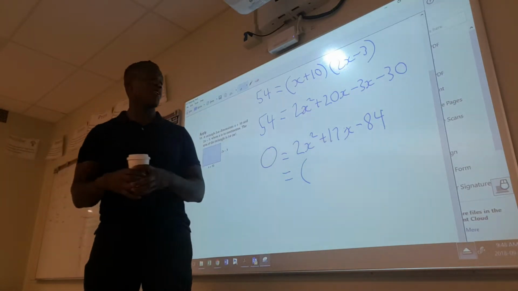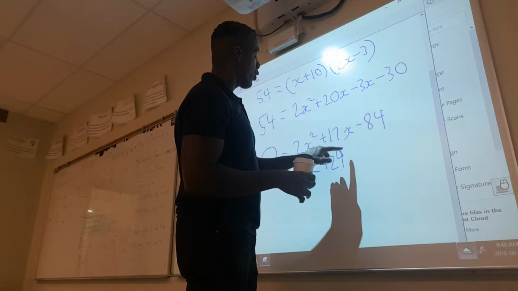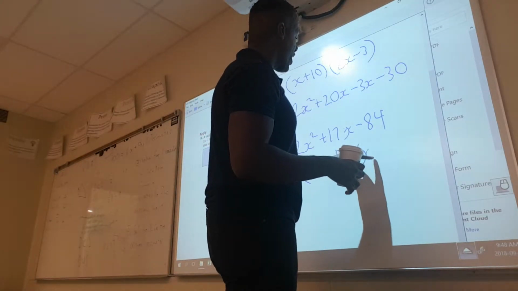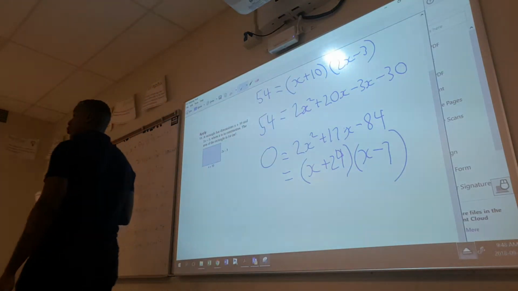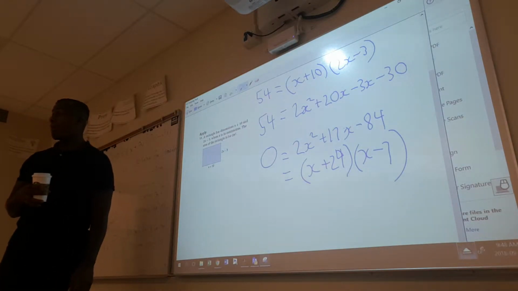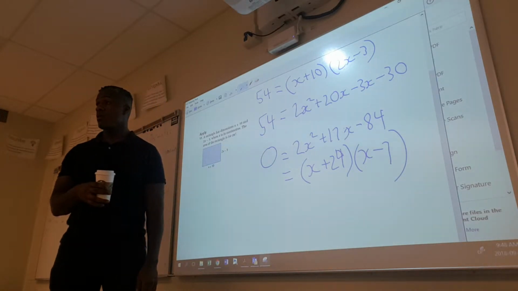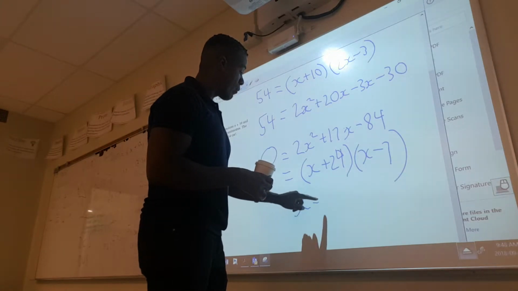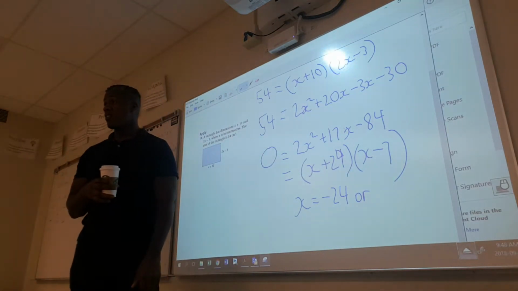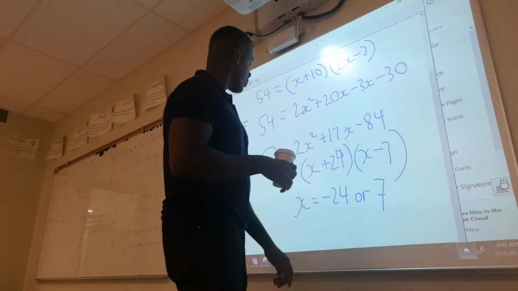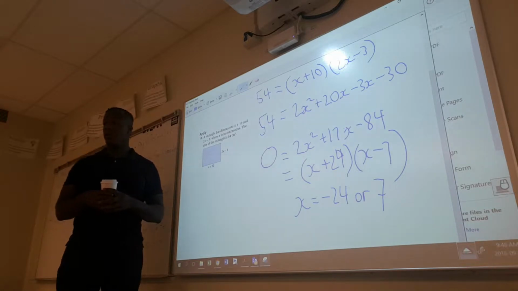This is great. All right, so x plus 24, and then x minus 7. That's what you said? Yeah. Okay, x minus 7. So what can x be? When I take this quantity and set it equal to 0, what is x? All right, so x equals negative 24. When I take this quantity and set it equal to 0, what is x? 7. Okay. What can x be? 7. Why not negative 24?